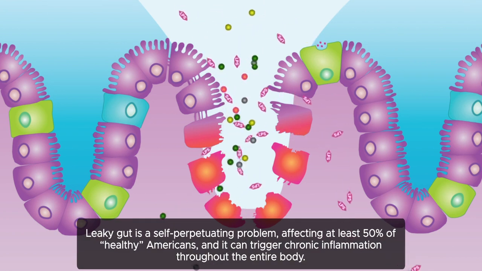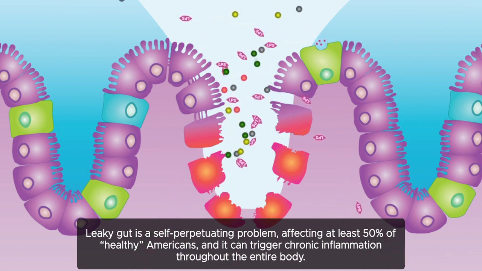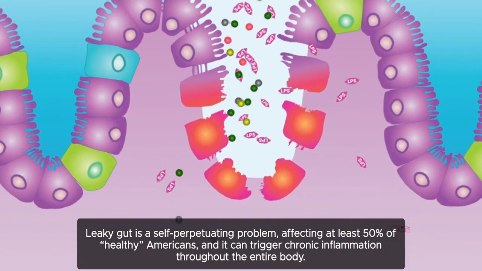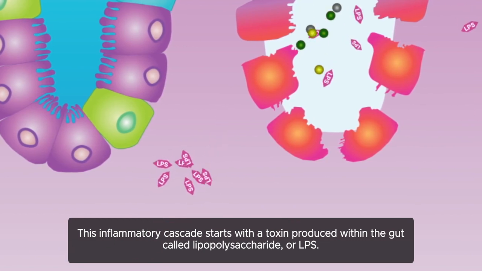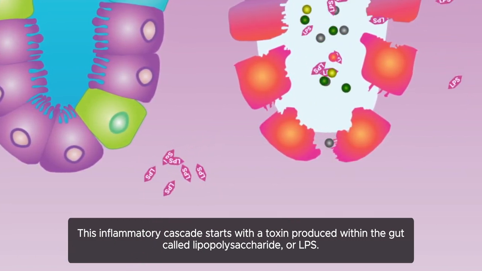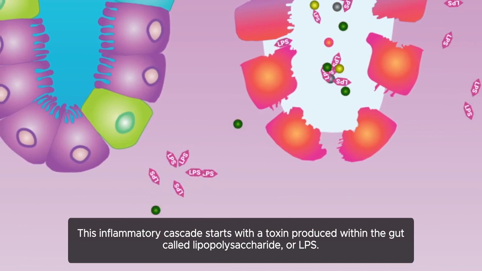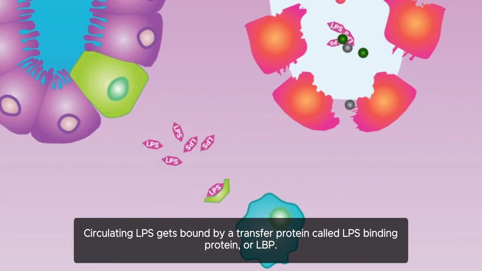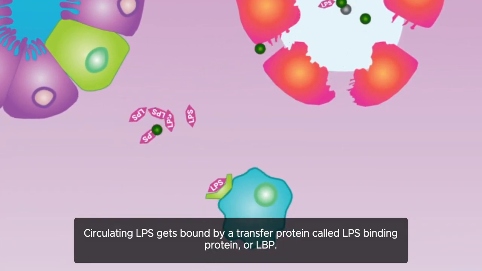Leaky gut is a self-perpetuating problem, affecting at least 50% of healthy Americans, as it can trigger chronic inflammation throughout the entire body. This inflammatory cascade starts with a toxin produced within the gut itself called lipopolysaccharide, or LPS. Circulating LPS gets bound by a transfer protein called LPS binding protein, or LBP.